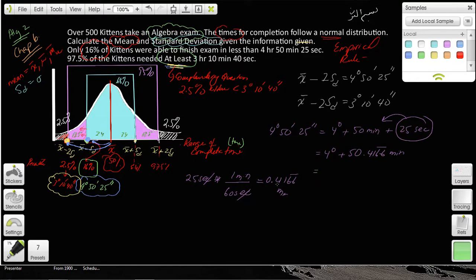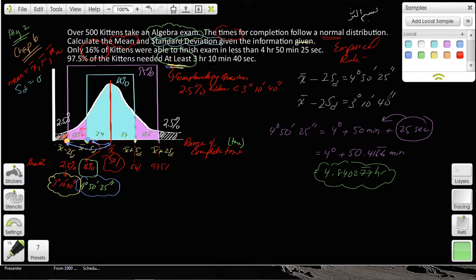Now I change the minutes to hours. So now I have 50.4166 minutes, how many hours is that? Well, 60 minutes is 1 hour, so you divide this by 60, then you get 0.840277 hours. I'm just carrying decimals. So this becomes 4.840277 hours. This is how you convert hours, minutes, and seconds to hours.